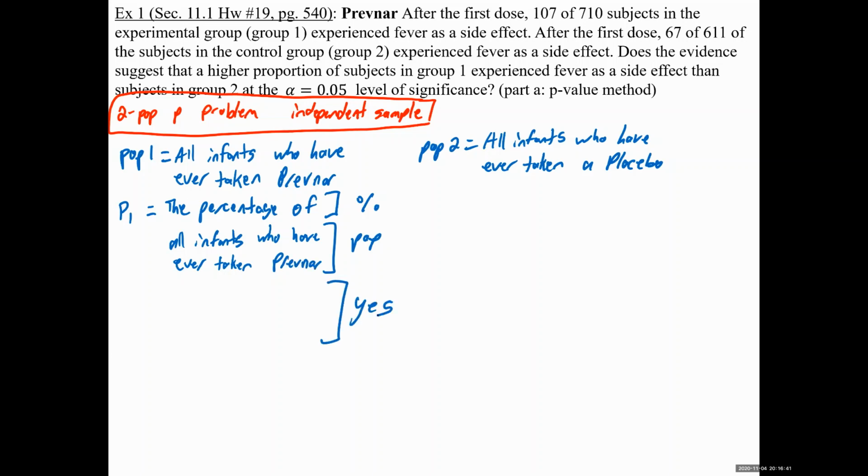And then you have to talk about the part of the population that will say yes to your question. What's your question? Did you get a fever? So the people who say yes are the people who got a fever. The percentage of all infants who have ever taken Prevnar and got a fever as a side effect.